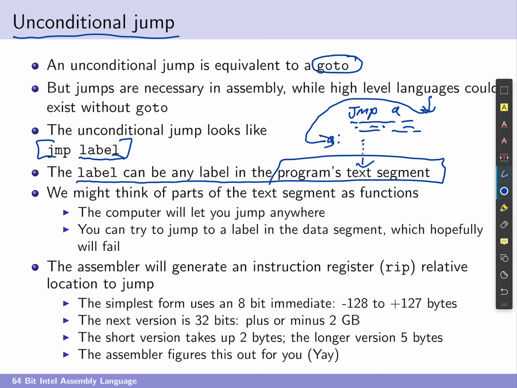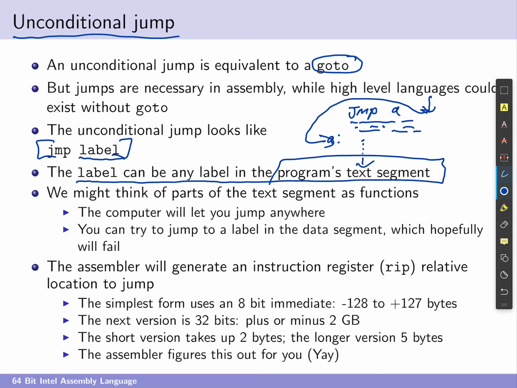So a general rule of thumb is that the labels that you jump to should all be in the program's text segment, unless you're trying to do something very fancy, which won't be the case in this course. That could be a situation where you're trying to dynamically load instructions from a file to execute subsequently and things like that, but that's very specialized kind of programming.